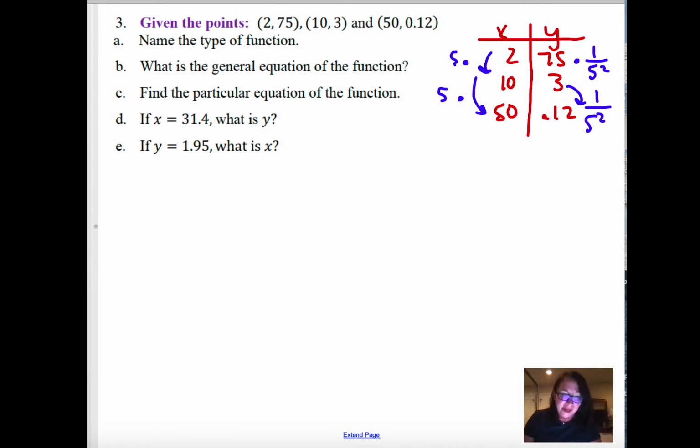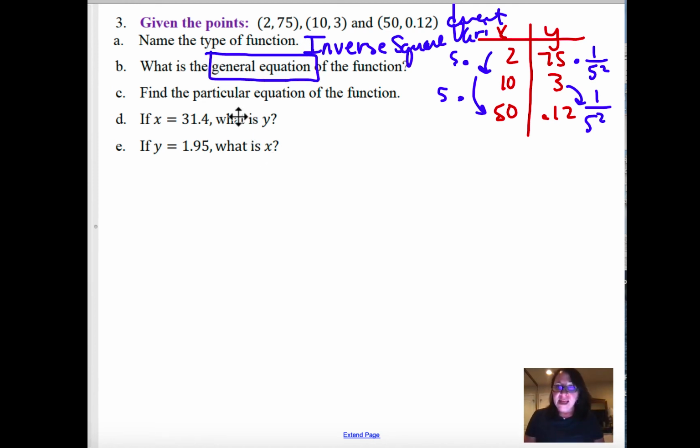So what this means for this problem is, what type of problem is this? This is an inverse square variation. Okay, and what that means is I can come up with a general equation. Now, a general equation does not fit this particular equation specifically, but it's like a general inverse equation. So for part B, all I have to do is write it out like this.